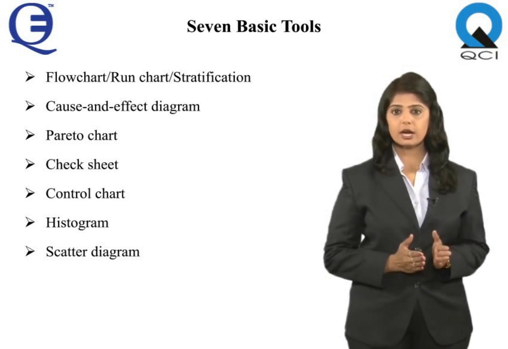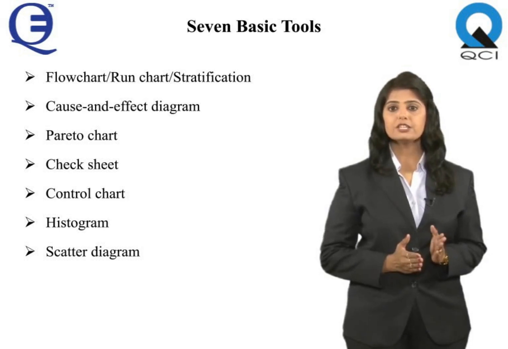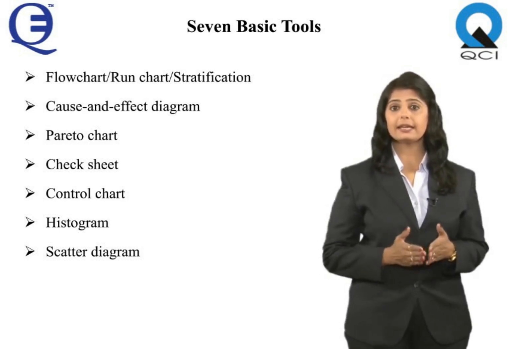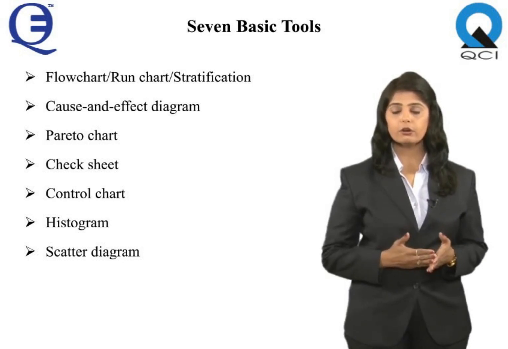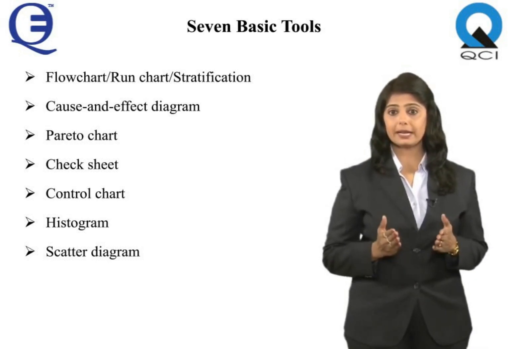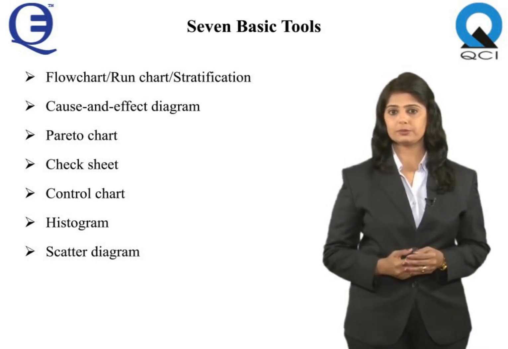1. Flowchart or run chart or stratification. It is a type of diagram that represents an algorithm, workflow or process, showing the steps as boxes of various kinds and their order by connecting them with arrows.